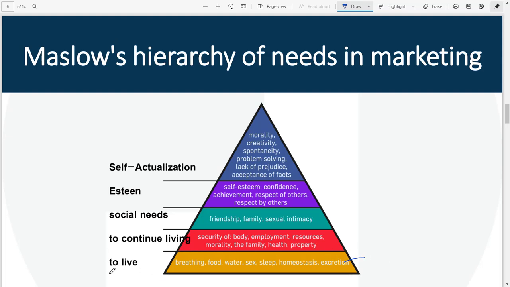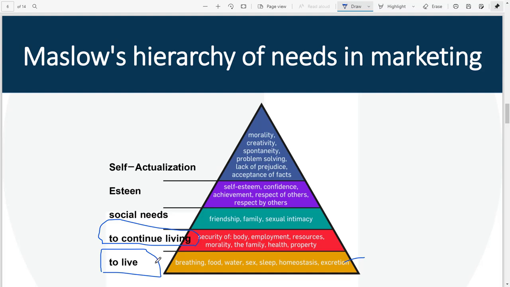First floor is what we need to live, like food, like water. Second floor is what we need to continue living. So in this stage, we need working somewhere, but not for us, sometimes for our business. Look, this is the difference. This hierarchy is for people. Maybe we are talking about our business. And in our business, we need something to continue living.